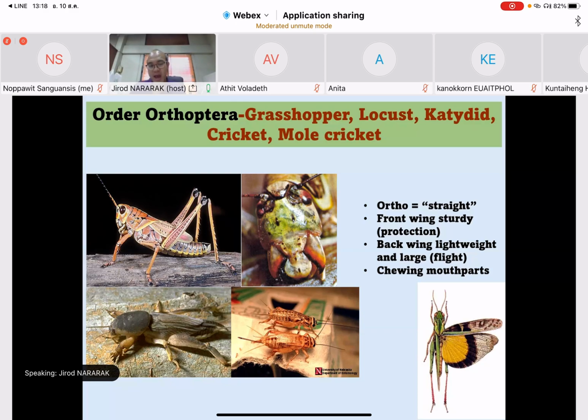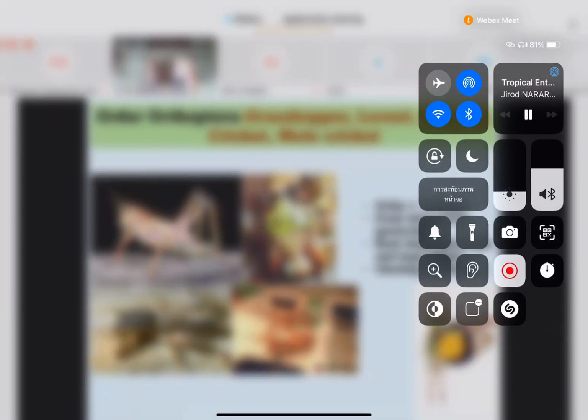So the spot ID that you can use to identify them: you can see their legs. The hind leg is like a jumping leg. You can see here, it's also very big.